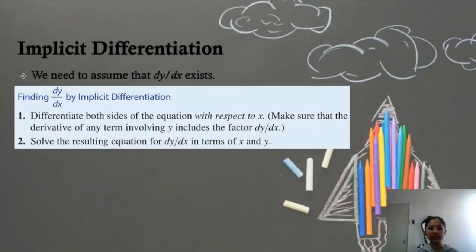For implicit differentiation, we need to assume that dy over dx exists. Finding dy over dx by implicit differentiation: first, differentiate both sides of the equation with respect to x. Make sure that the derivative of any term involving y includes the factor of dy over dx. Second, solve the resulting equation for dy over dx in terms of x and y.